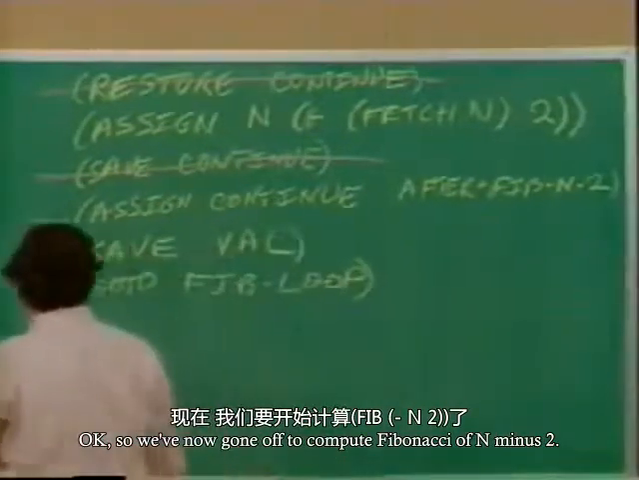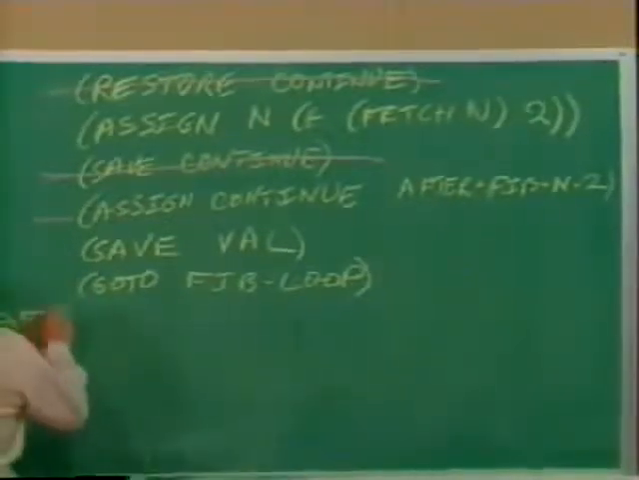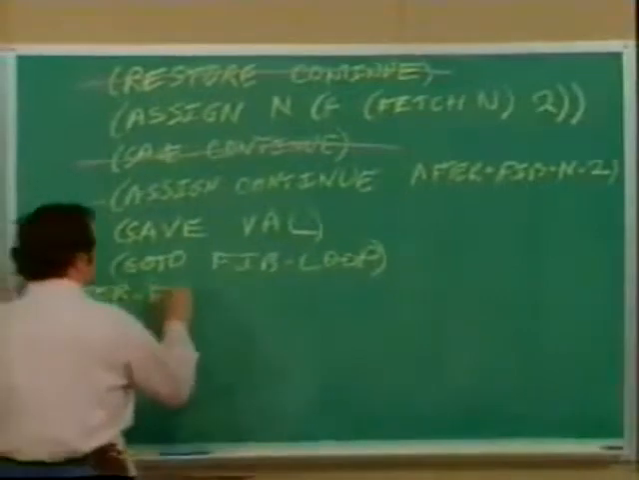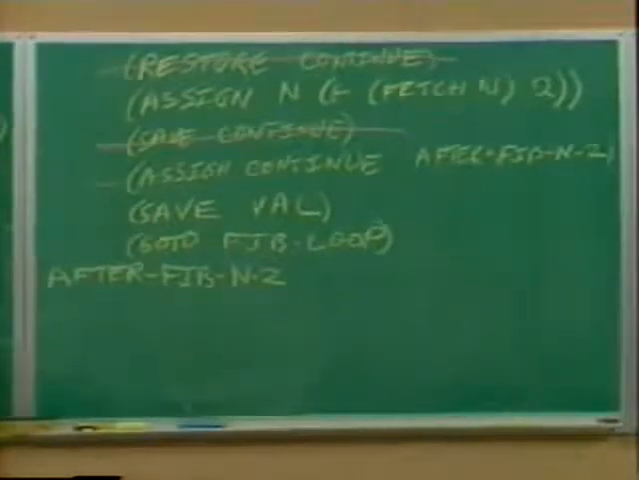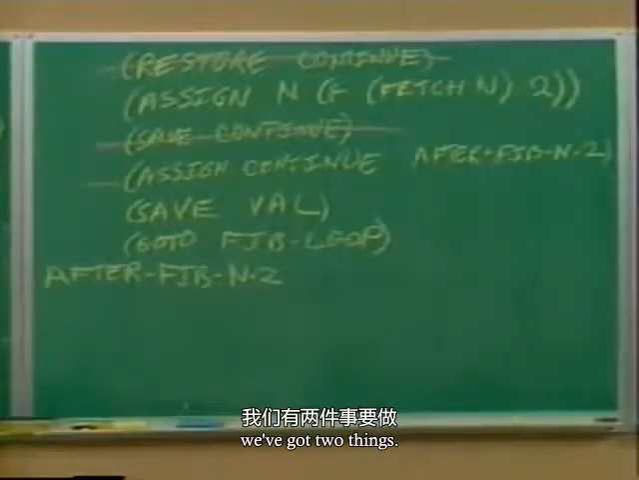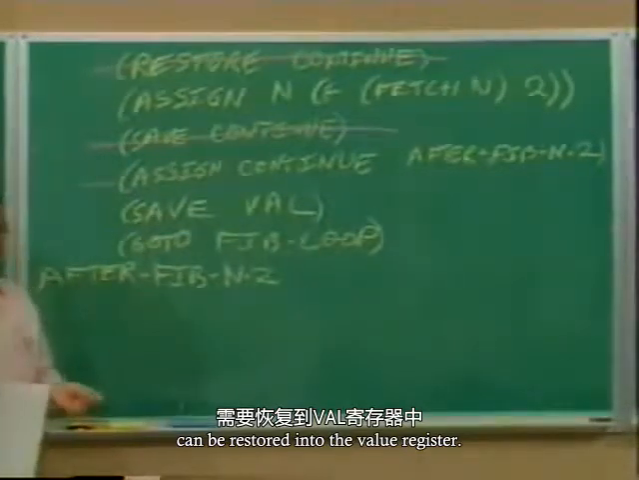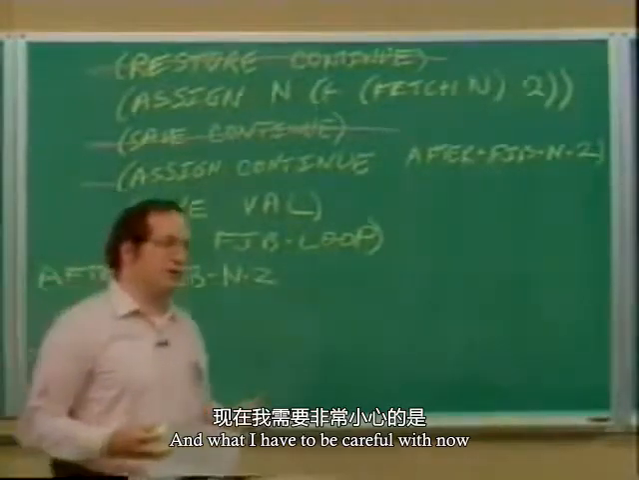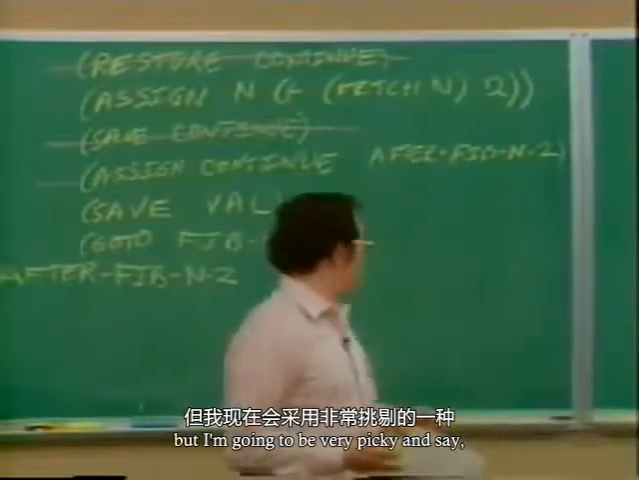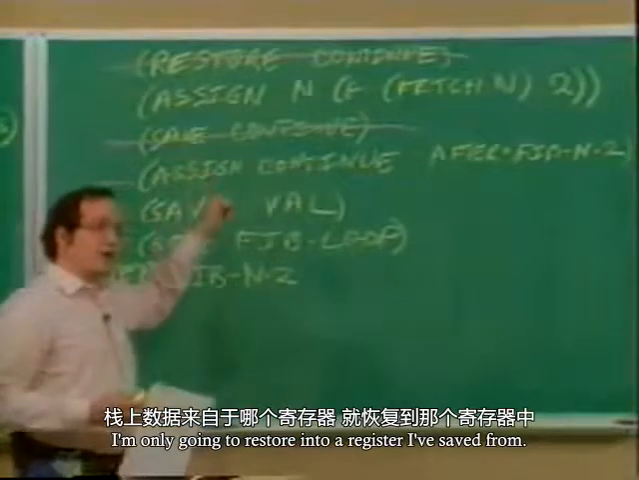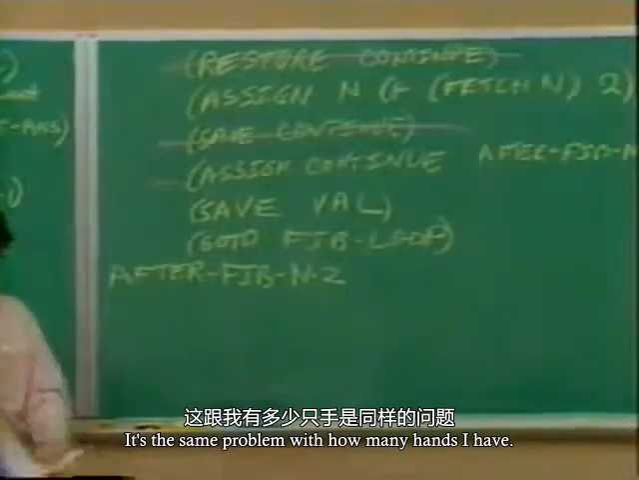OK, so now we've gone off to compute Fibonacci of n minus 2. So after that, what are we going to do? Well, I suppose the first thing we have to do, we've got two things. We've got a thing in the value register which is now valuable. We also have a thing on the stack that can be restored into the value register. And what I have to be careful with now is I want to shuffle this right so I can do the add. Now, there are various conventions I might use, but I'm going to be very, very picky and say I'm only going to restore into a register I've saved from. Okay, if that's the case, I have to do a shuffle here. Okay, so because it's the same problem with how many hands I have.